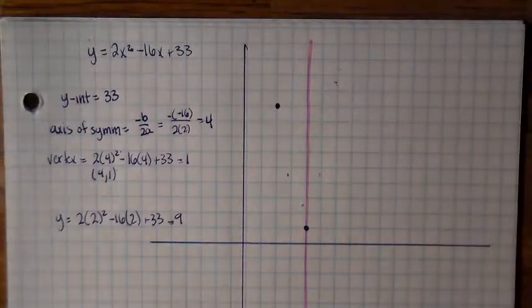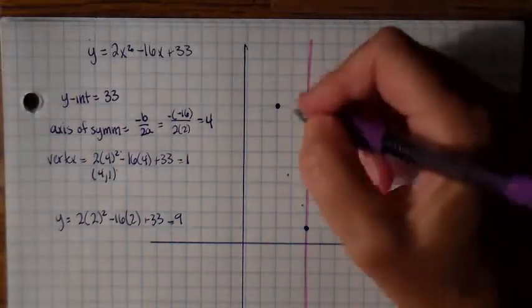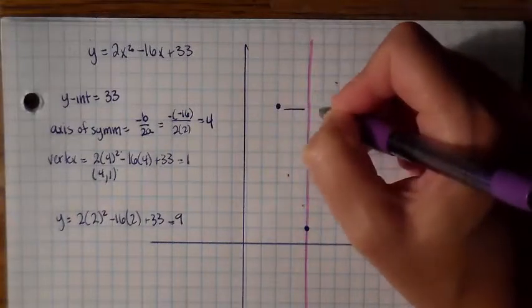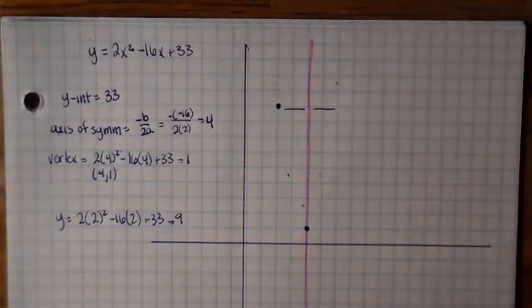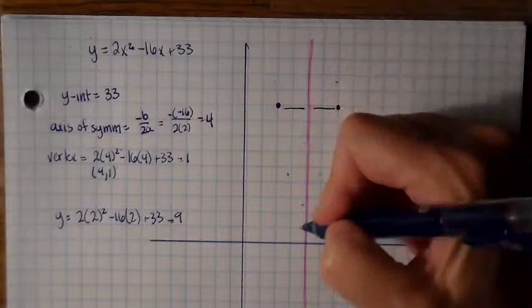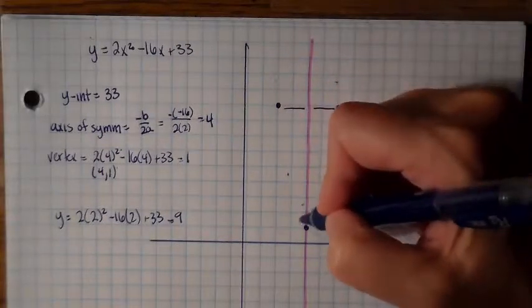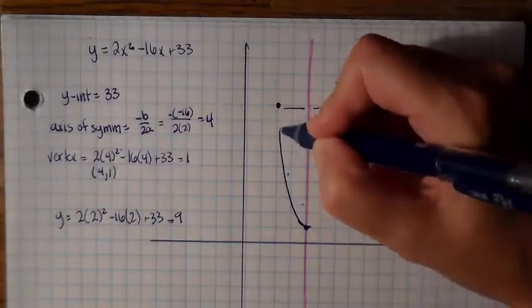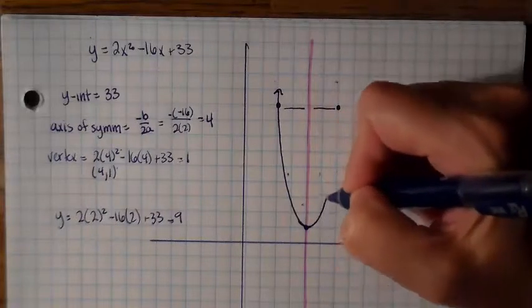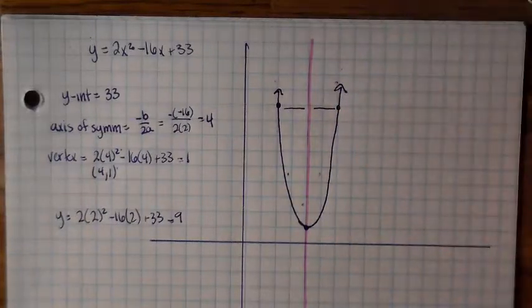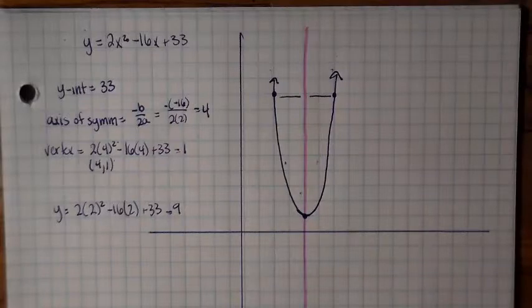And again, because I'm symmetric, if I'm 2 spaces wide here, I go 2 spaces over, plot my point, and draw my parabola. And that's how you graph a quadratic equation.